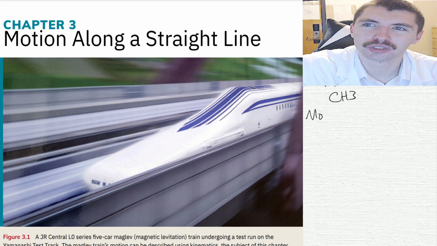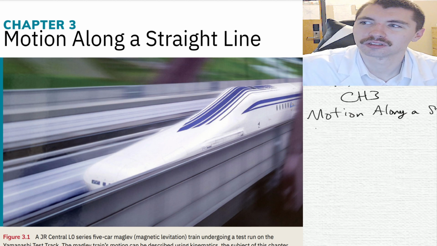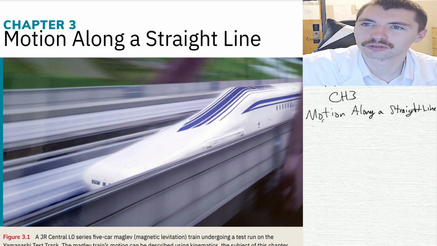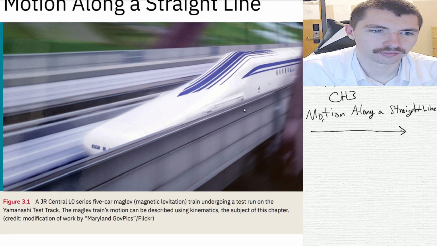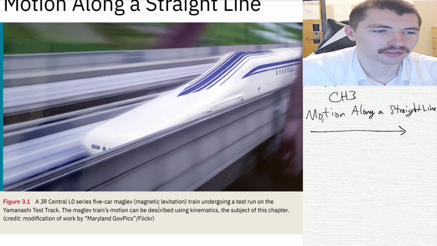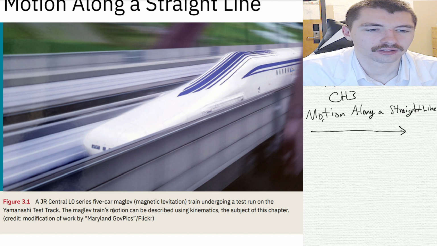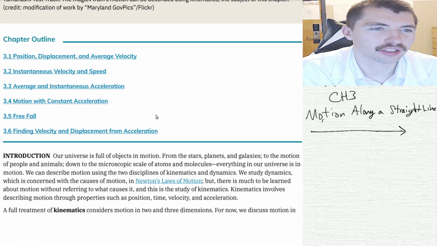Chapter 3. Motion along a straight line. So what is that? Something is going to get moved in a vector, like this train, the magnetic levitation train in Yamanashi. So we're going to be covering position, displacement, average velocity, instantaneous speed, and instantaneous velocity.